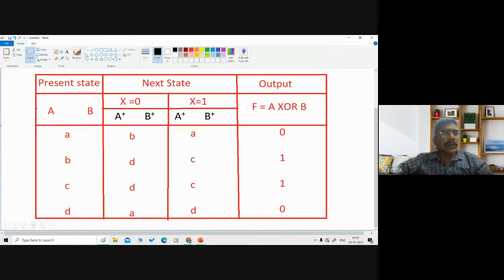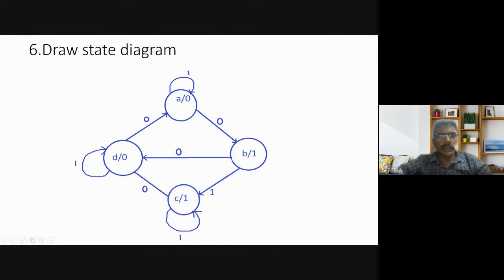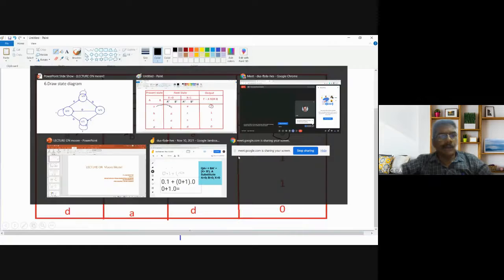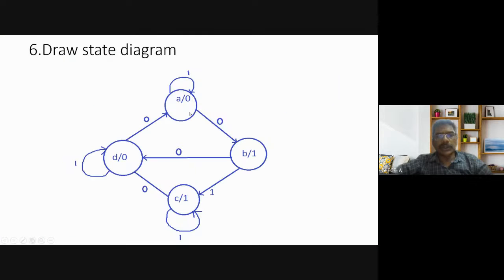Okay. Next step, I'm going to draw the state diagram. The state A goes to B when x equal to 0. Okay, at that time the output is 0. Okay, you see the diagram. It goes A to B when x equal to 0. So A to B, x equal to 0. So this is the input. This 0 is the input.